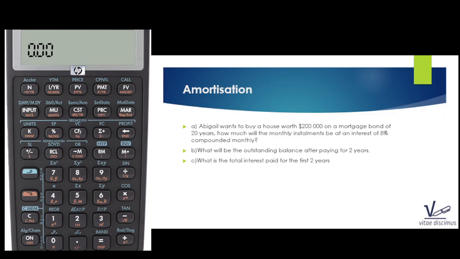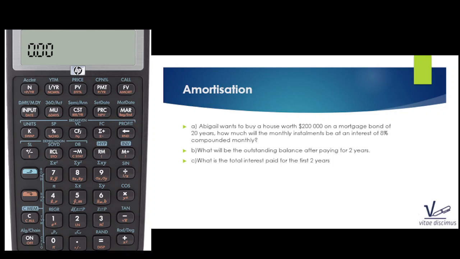With regards to that, we're going to be applying that concept via an example here. Our example: Abigail wants to buy a house worth 200,000 on a mortgage bond of 20 years, right? How much would the monthly installments be at an interest rate of 8% compounded monthly? Then after that, we also want to determine what will be the outstanding balance after paying for that house for 2 years. Then the other part is, what is the total interest paid for the first 2 years? So our inputs here, the 200,000 would be a PV, because that's what the house is currently worth.